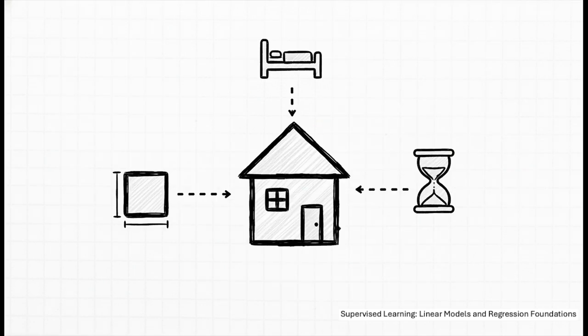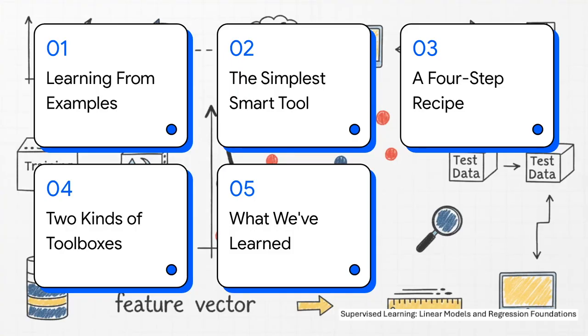So where do we even begin? Well, you'd probably start by looking at its features, right? Things like how big it is, the number of bedrooms, maybe how old it is. And it turns out those features are the exact same clues a computer uses to connect the dots and come up with a price. All right, so here's our game plan.